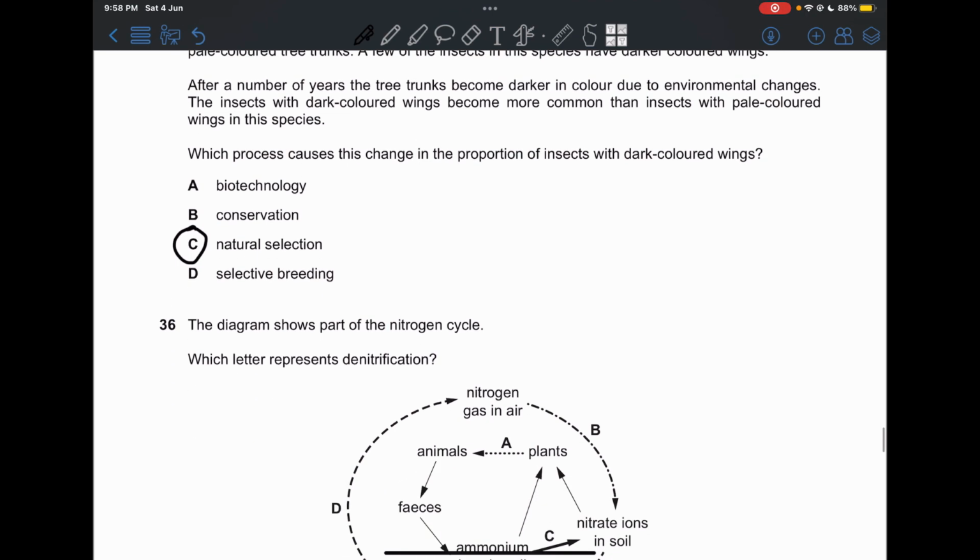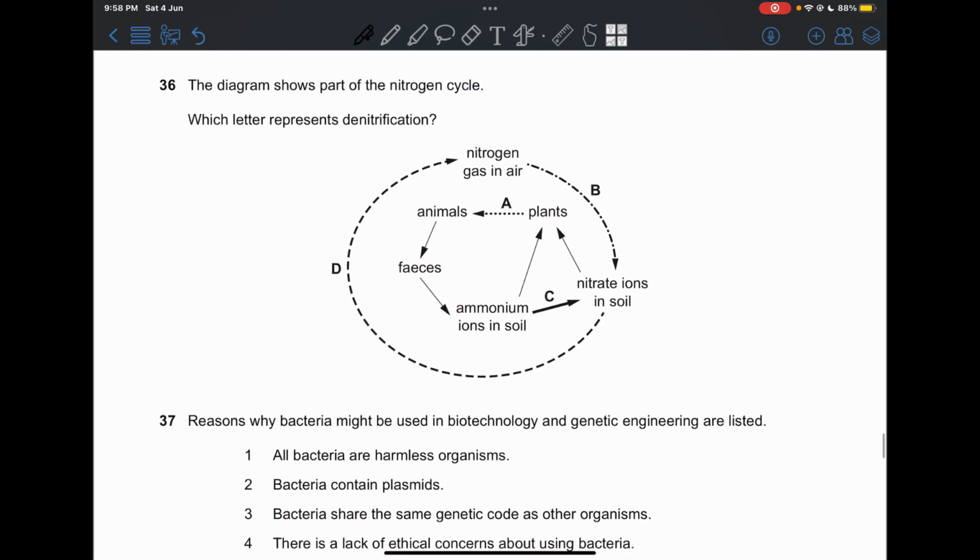the human changes. Now, which letter represents denitrification? Now we know that denitrification is the conversion of nitrate into nitrogen in the atmosphere. So we're going to be choosing nitrate into nitrogen, so that is exactly denitrification.